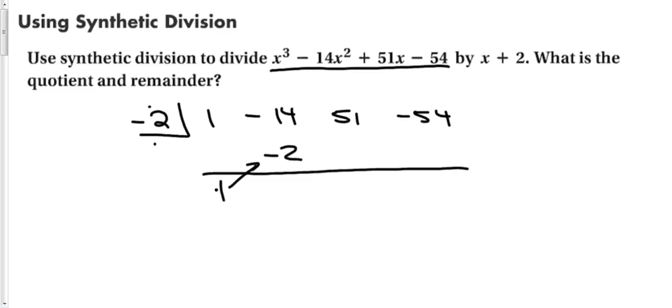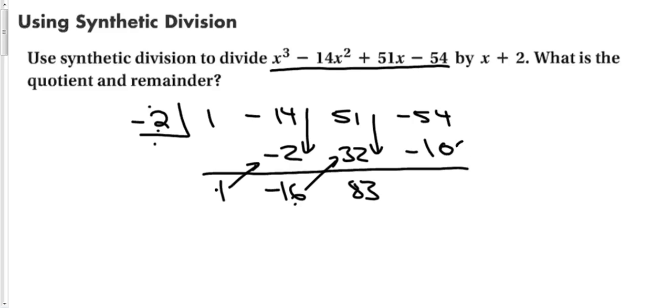And then with these two, I add them together to give me -16. And then I do the process over again. So the answer that I put right there is going to be a -16 times a -2, which is going to be a positive 32. And then going down, I add those two together to give me an 83. Multiply the 83 by the -2 to give me a -166.